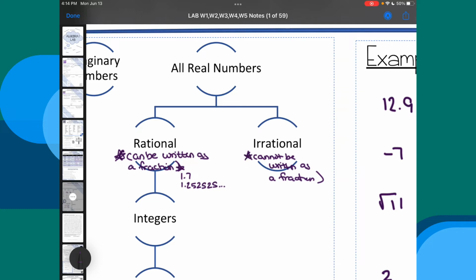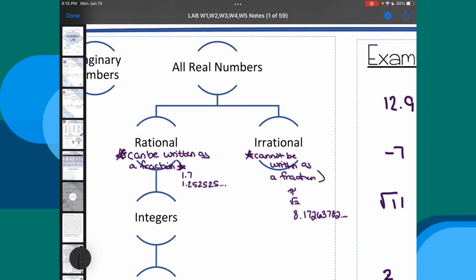Irrational numbers cannot be written as a fraction. Examples of those might be pi or square root of 2. They are decimals as well, but they are decimals that don't end, like 8.1726378, etc.